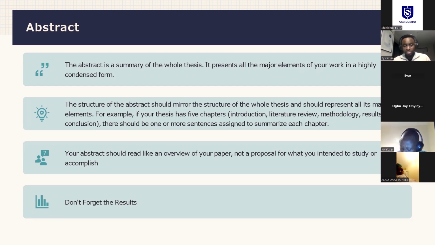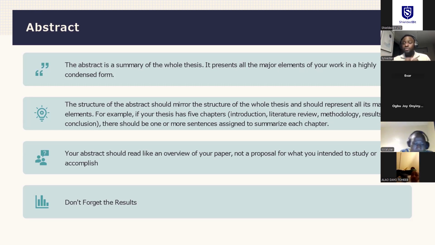Because it's at the start of the document, we are tempted to start writing our abstract almost immediately, before we write the rest of the work. No, the abstract is like, I have completed this work. Let me now tell you how I did this work. A very condensed version of everything you did. So it's good practice to leave writing your abstract until you have finished your work.